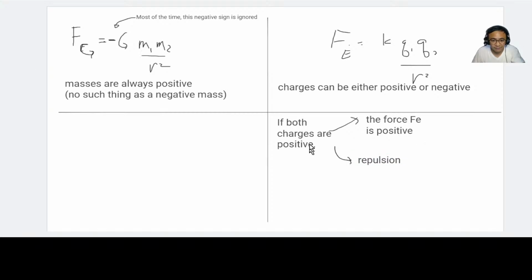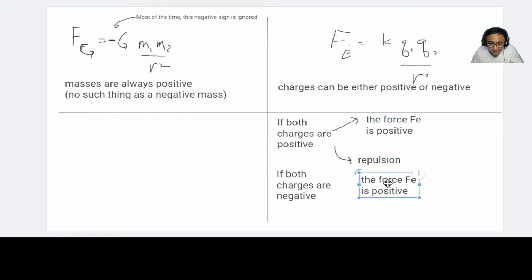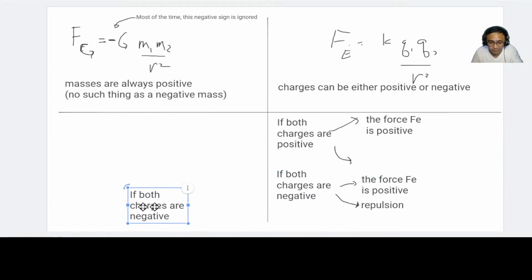Now, can we say the same thing for the case wherein both charges are negative? Is it going to be the exact same thing or different? If you have a negative charge and a negative charge, you put negative here and negative here, that ends up being positive, right? So it's still going to be this, and therefore it will still be repulsion, which again makes sense from what we know. And here's the last thing about this. I'll put this here because I don't think we have enough space.